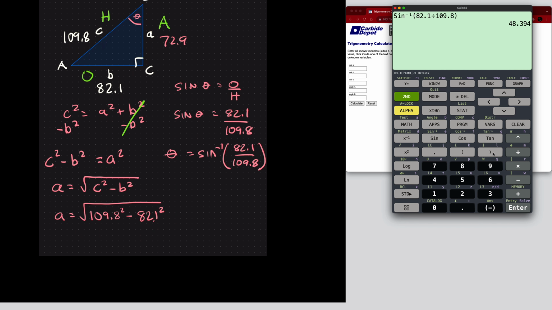And I know you guys know how to round, because every time you get a test score back, you're always hoping that we round it up. But you need to use the rules of rounding. So this one is 48.4.